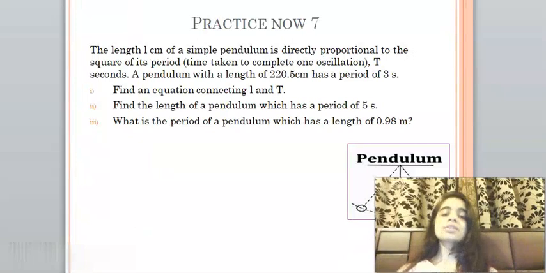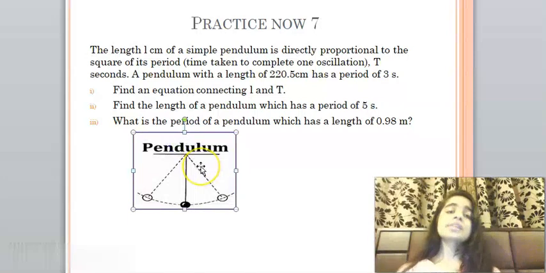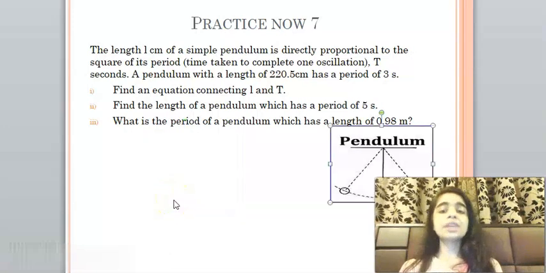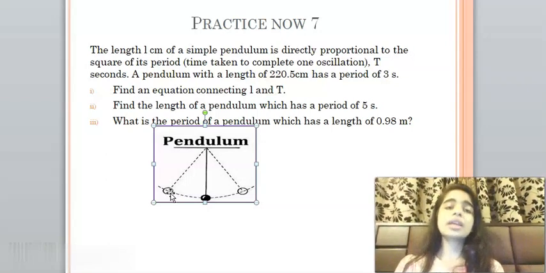Alright, let's read this question. The length L centimeter of a simple pendulum is directly proportional to the square of its period. So this is the length which we are talking about, okay? And the period is the time taken for one complete oscillation. So what is the oscillation? When this pendulum bob starts from here, comes over here, and then goes back over here, this completes one oscillation, and the time taken for this is known as the period.